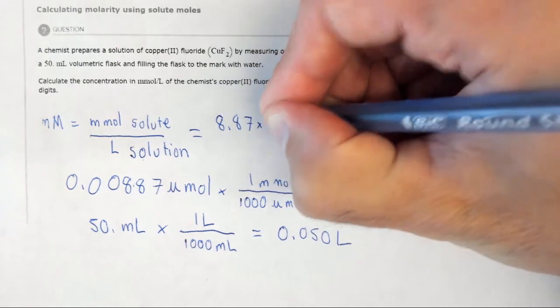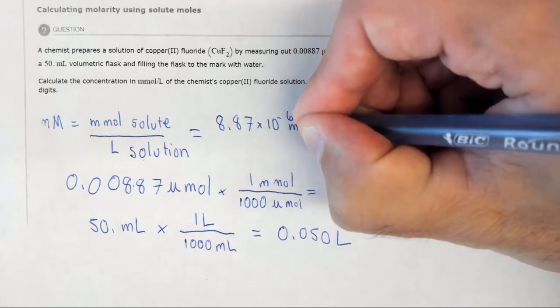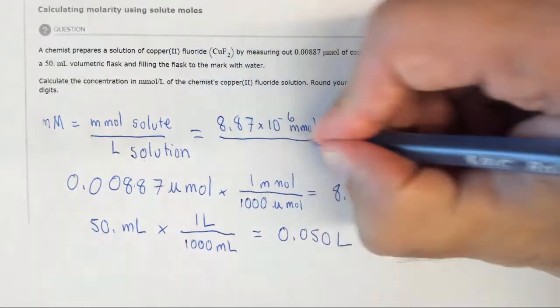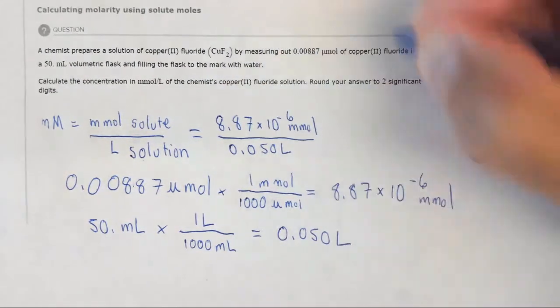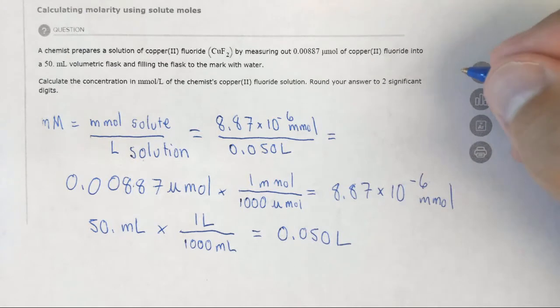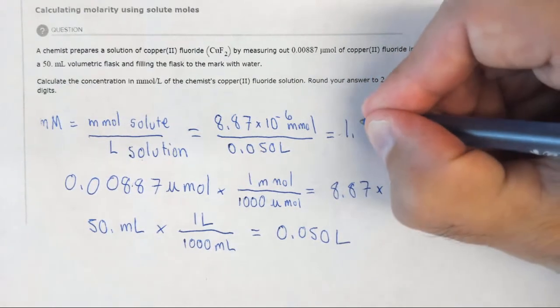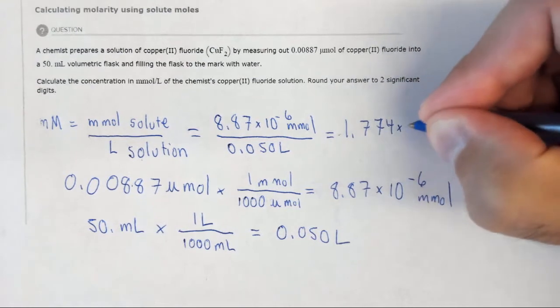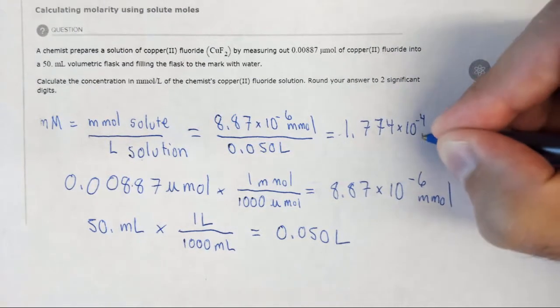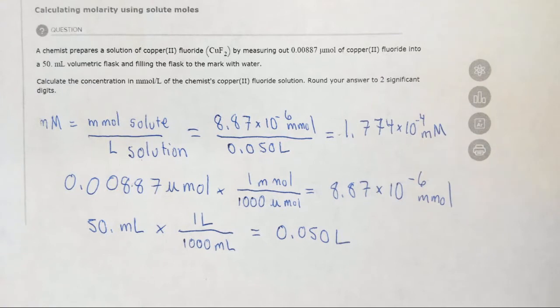Now we have our millimoles, we have our liters, so we plug in 8.87 times 10 to the minus 6 millimole divided by 0.050 liters. And when you do that math, the calculator tells you 1.774 times 10 to the minus 4 millimolar.